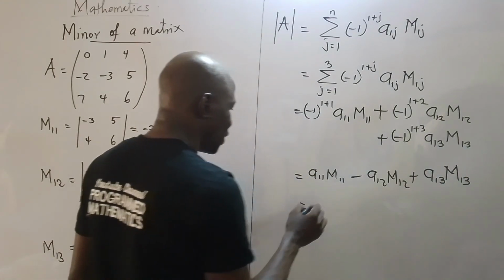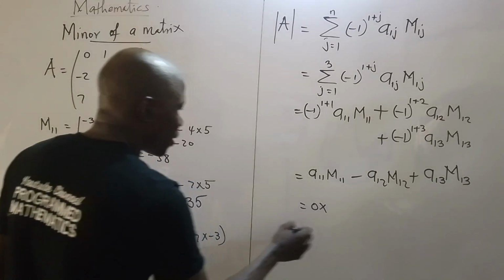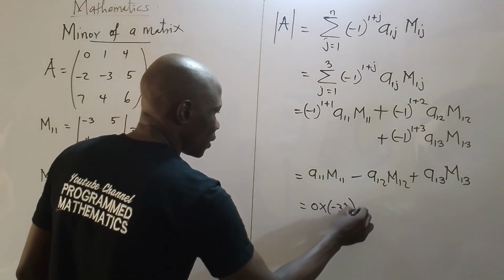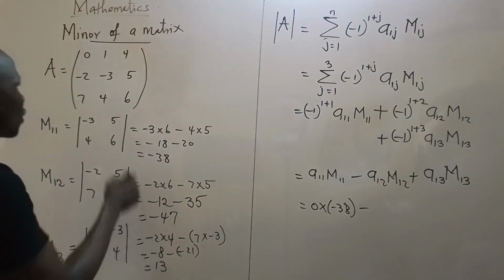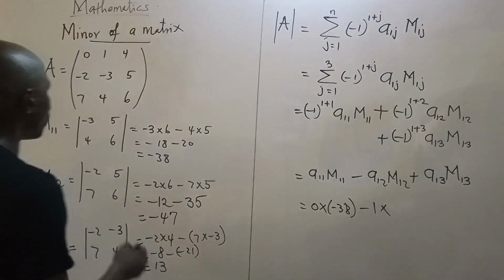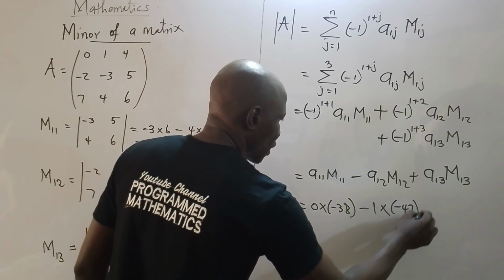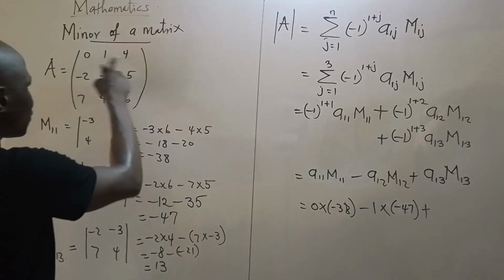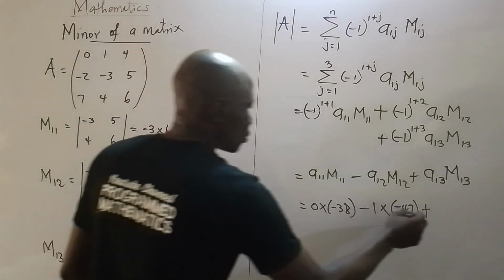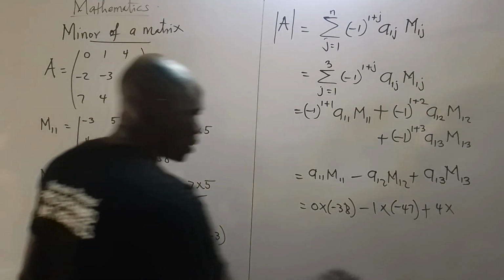So let's just replace all of this here. A11 is 0 multiplied by M11, minus 38, then minus A12, which is 1, multiplied by M12. M12 calculated is minus 47. Minus 47 plus A13 is 4. Okay, first row, third column, that's 4. So 4 times M13, which is 13.